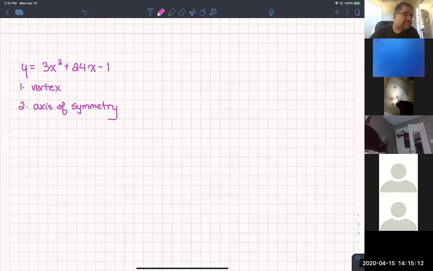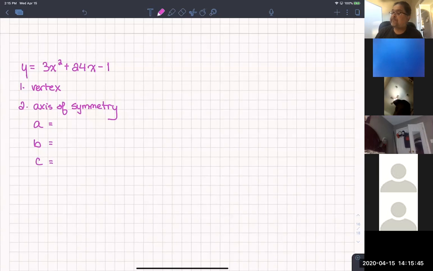Anyone got an answer yet? Do y'all know how to start, or are y'all totally lost? So step one, write A, B, and C. The first thing y'all want to do is just identify A, B, and C. Identify the leading coefficient, the linear coefficient, and the constant term. What is a leading coefficient?